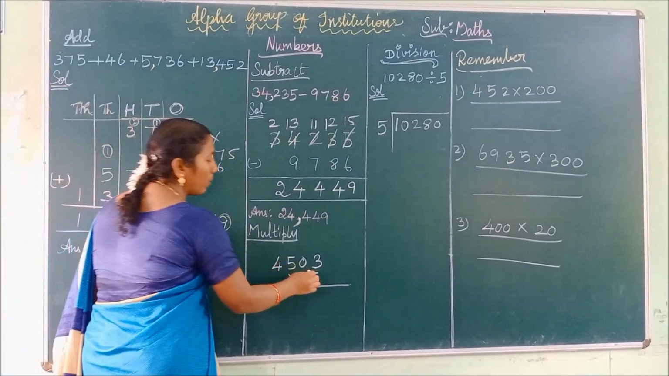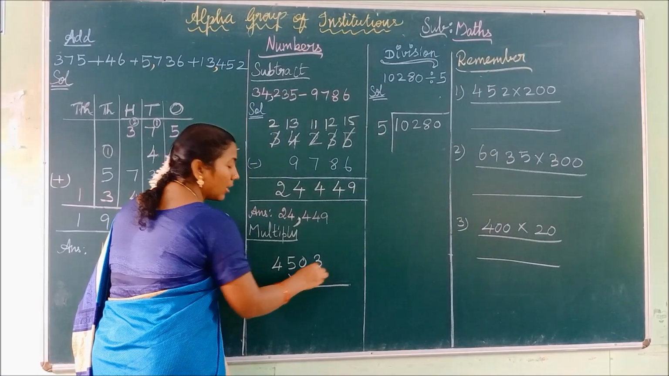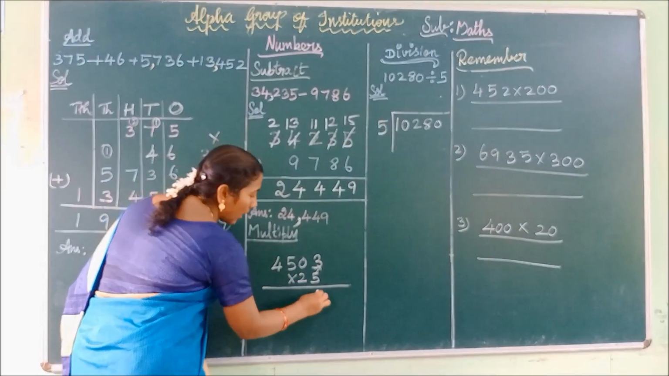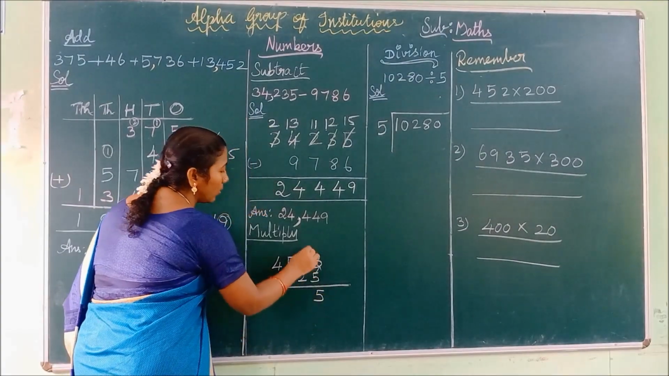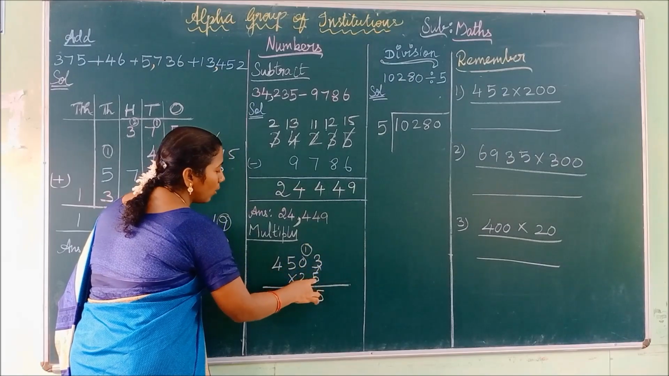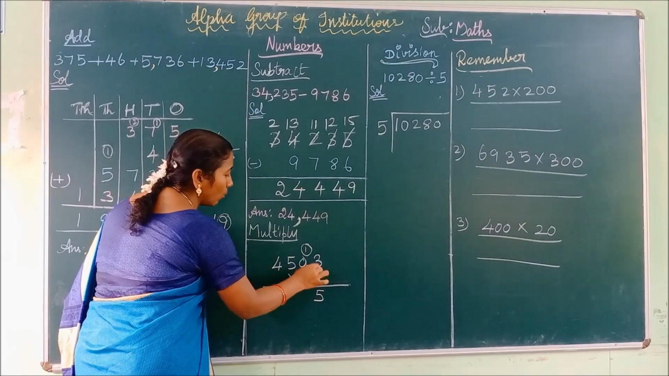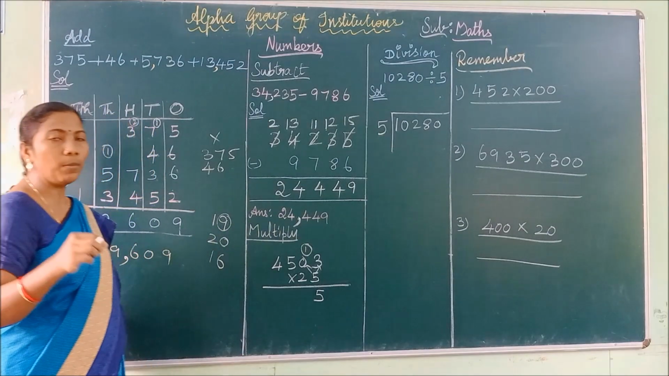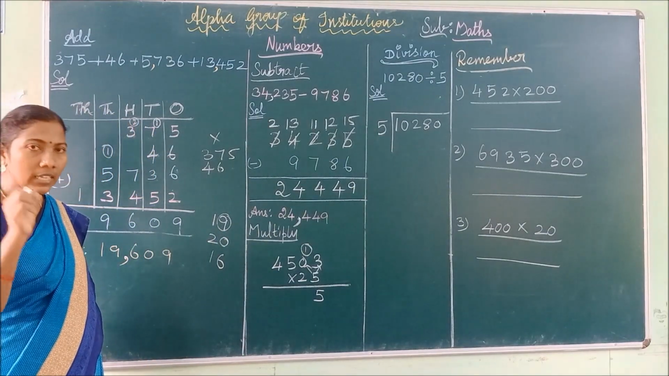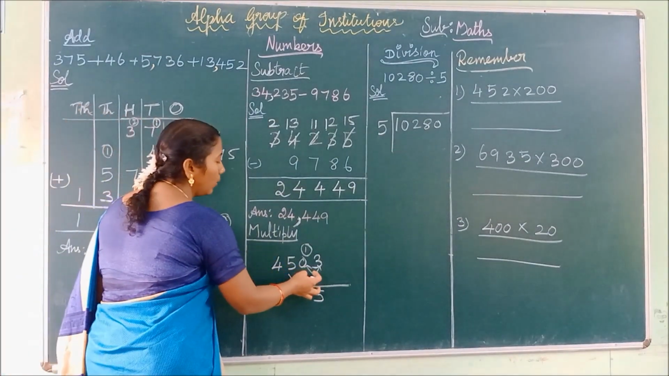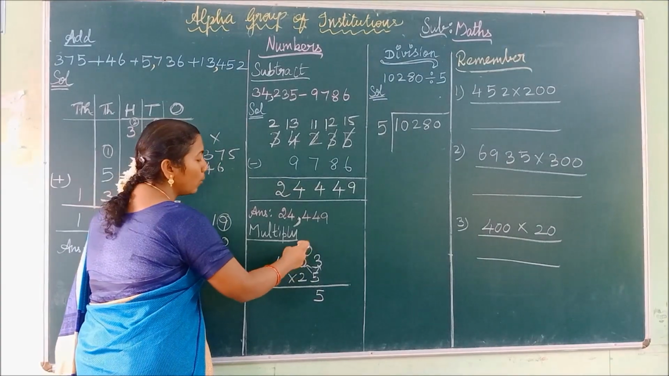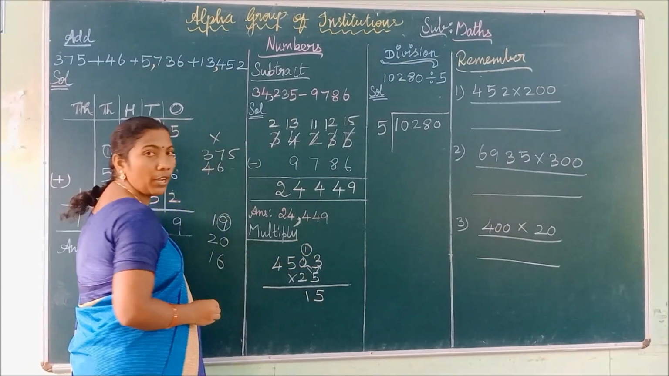First you have to multiply the number 5 by 3. So 5 3s are 15. So what is your carry over? 1. Next you have to multiply the 5 with 0. If you multiply any number with 0, you get the answer 0. So 5 into 0, 0. 0 plus 1, 1. Do you understand?